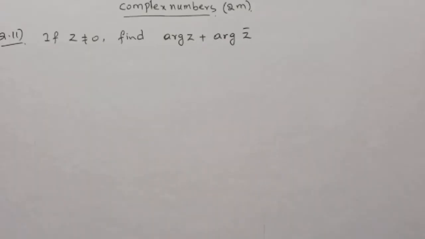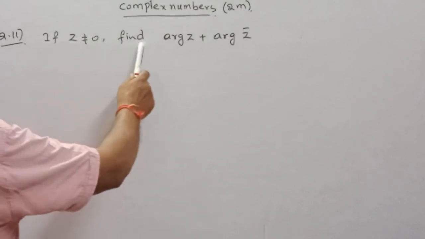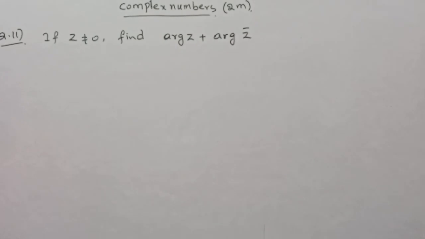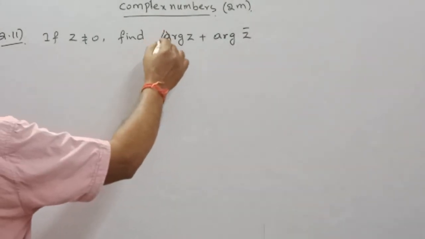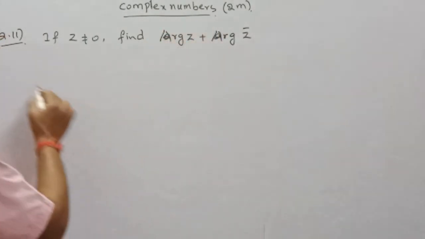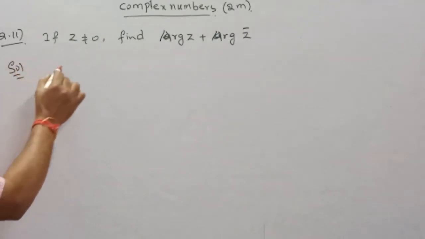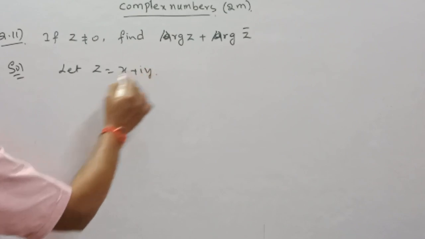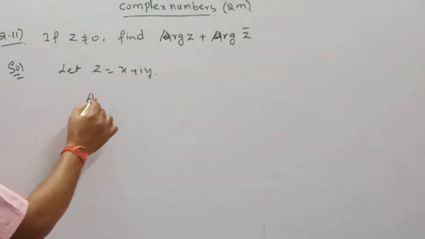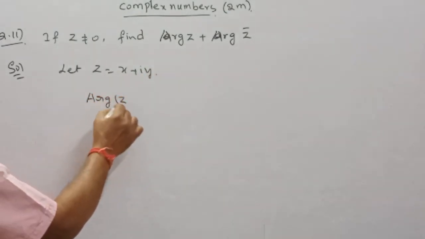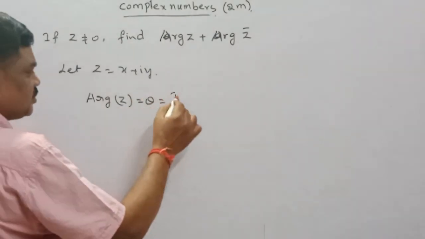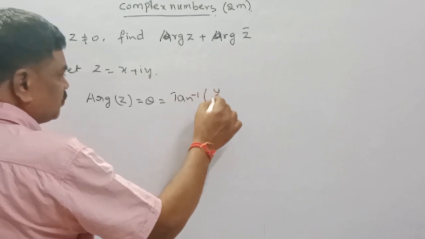Here we have one more problem from complex numbers for IP. If z is not equal to 0, find arg z plus arg z bar. Okay, all of you. Arg z plus arg z bar. You see here, let z is equal to x plus iy. What is arg z? Arg z is equal to theta is equal to tan inverse of y by x.